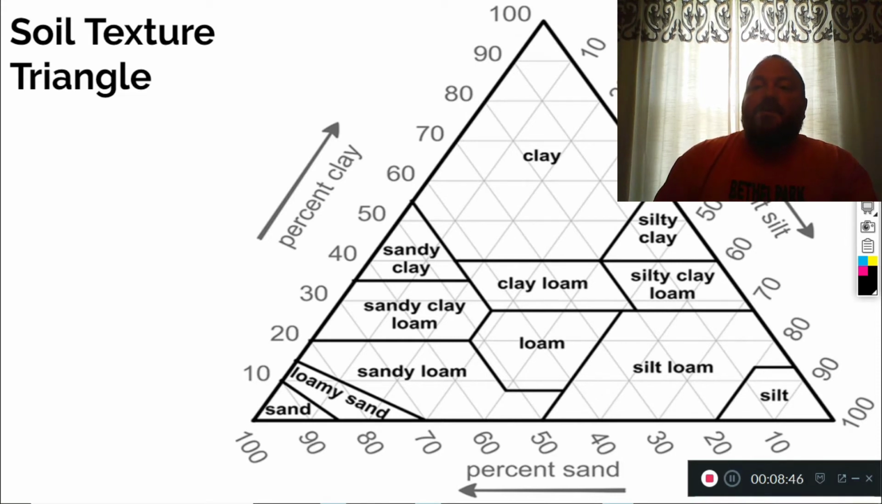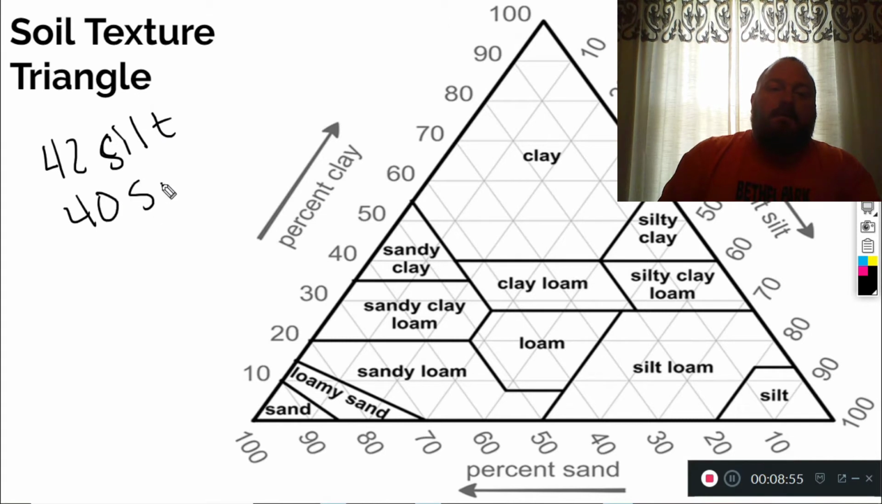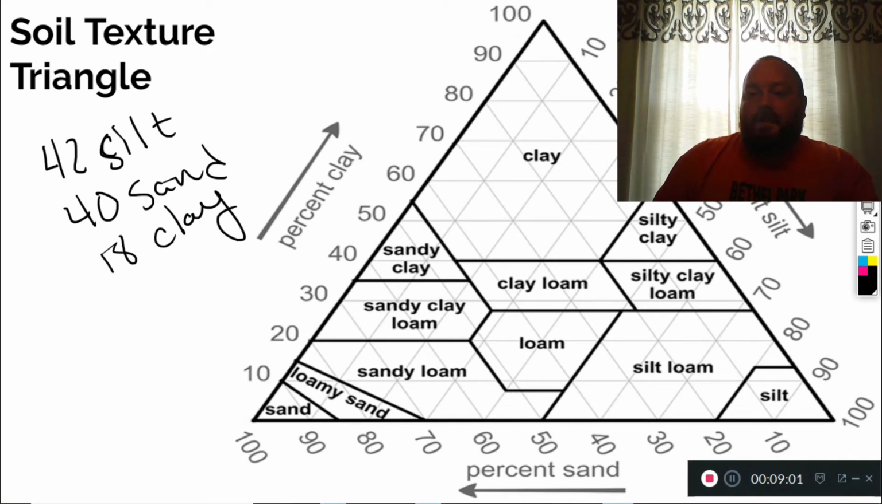So let's go back to my soil that was 42% silt, 40% sand, and 18% clay. So the first line I want to draw in is my clay line. I draw that in where 18% is at. So somewhere around in here. Right? Then my next line that I'm going to put in is my silt line. And if I look, oh, I'm sorry. I actually drew this in the wrong way already.